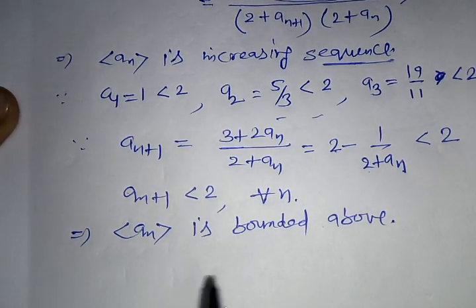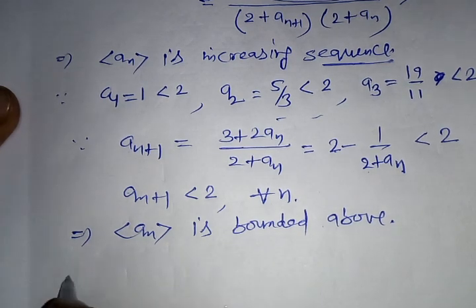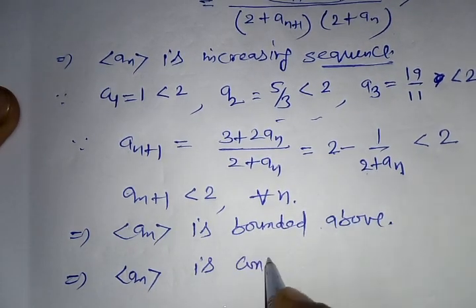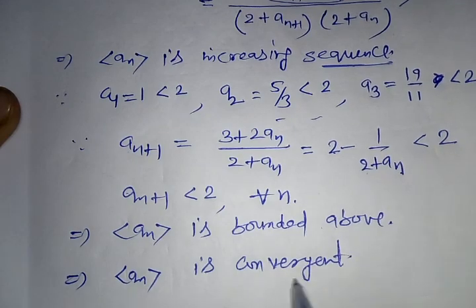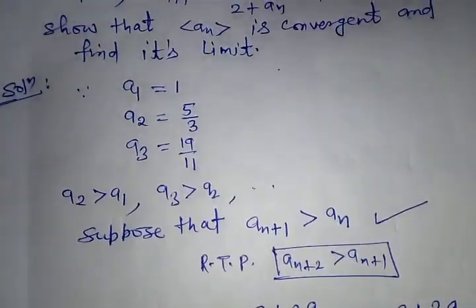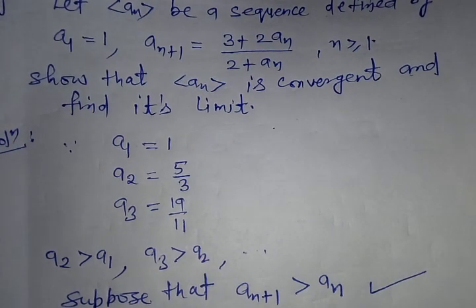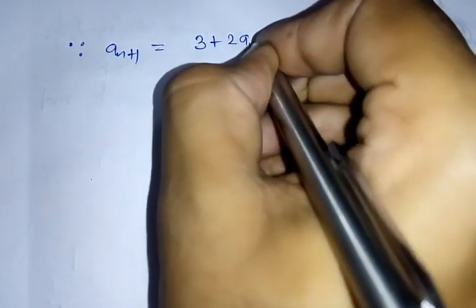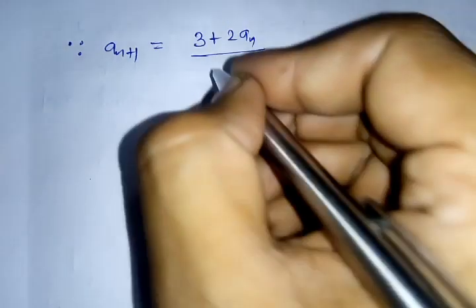Since the sequence is increasing and bounded above, we can write that the sequence an is convergent. And if it is convergent, then we can find its limit. So how can we find its limit? Since an plus 1 equal to (3 plus 2an) upon (2 plus an).